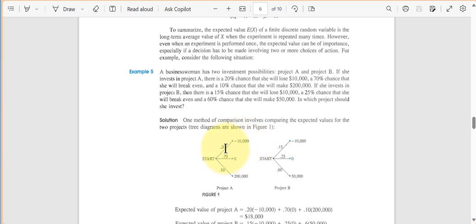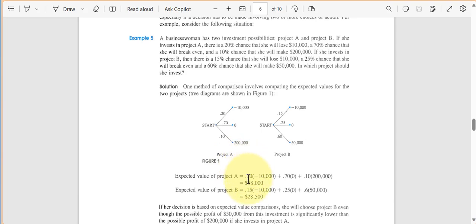So remember how you get the expected value. You take the outcome times its probability plus the outcome times its probability plus the outcome times its probability. So for project A, the outcome is minus 10 times its probability. The outcome is 0 times its probability, and the outcome, which is 200, times its probability here. So that gives you an expected value of 18,000.